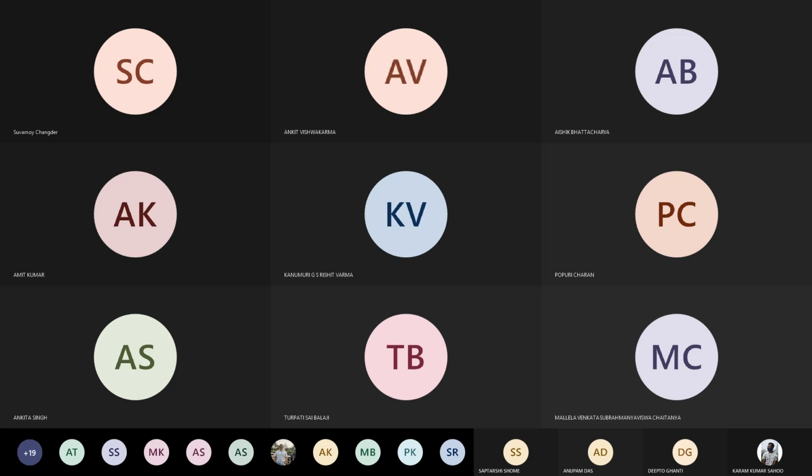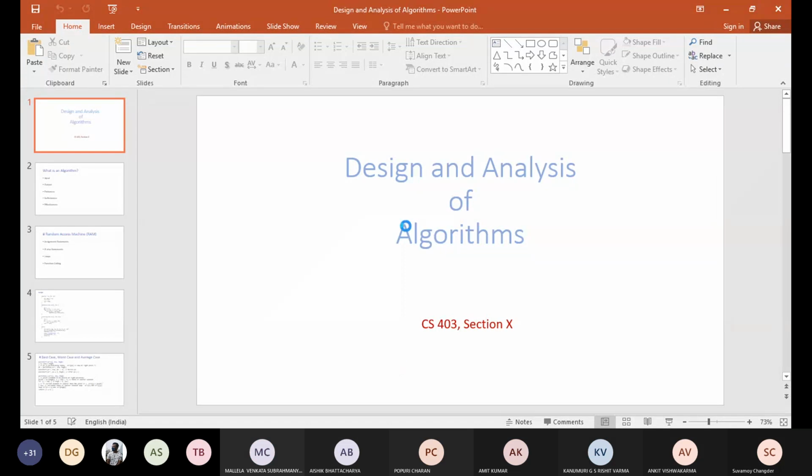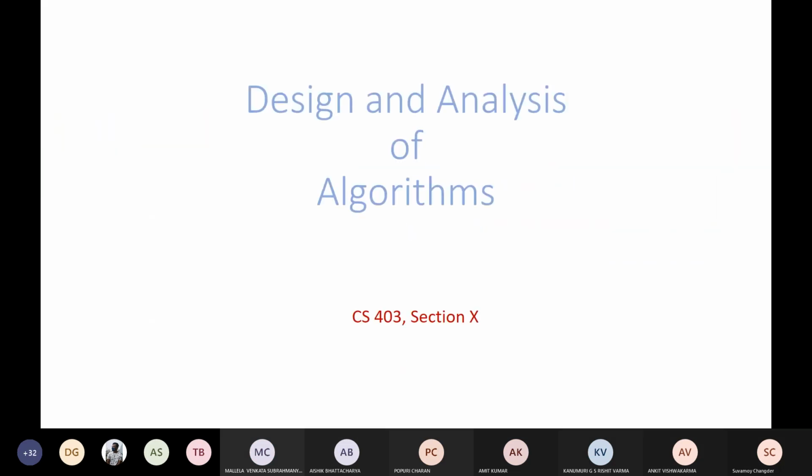So before that, let us first open Microsoft Teams. So our topic is Design and Analysis of Algorithm. The paper code is CS 403 and we are section X.